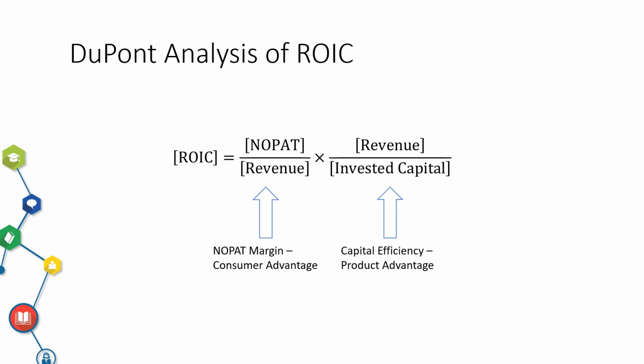The first step is to recognize that ROIC can be decomposed into two parts. This is a modified version of what is known as a DuPont analysis of ROE. The ratio of NOPAT over revenue, or NOPAT margin, is a measure of profit per unit. Revenue over invested capital, or invested capital turnover, is a measure of capital efficiency. When you multiply the terms, revenue cancels out and you are left with NOPAT over invested capital, or ROIC.